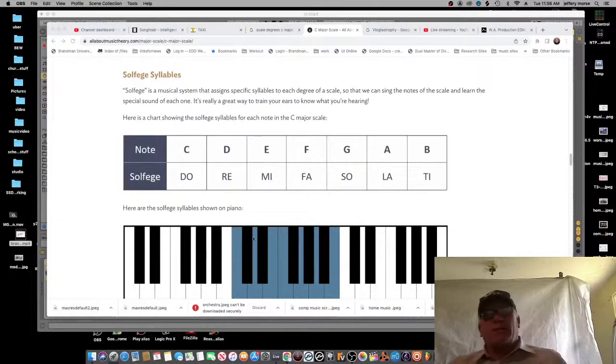When you're thinking about solfege, which is do, re, mi, if you don't know do, re, mi, you should learn it, especially if you're a vocalist. Do, re, mi, fa, sol, la, ti, do.